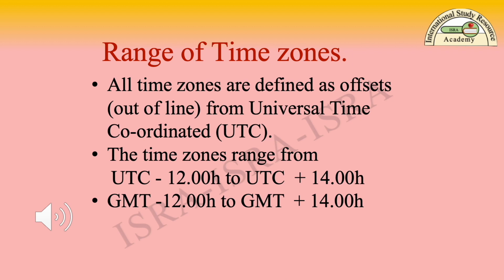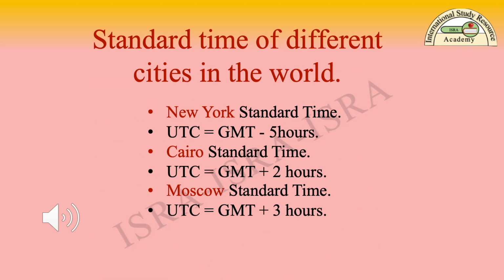Range of time zones. All time zones are defined as offsets out of line from Universal Time Coordinated (UTC). The time zones range from UTC minus 12.00 hour to UTC plus 14.00 hour, or GMT minus 12.00 hour to GMT plus 14.00 hour. Standard time of different cities in the world.